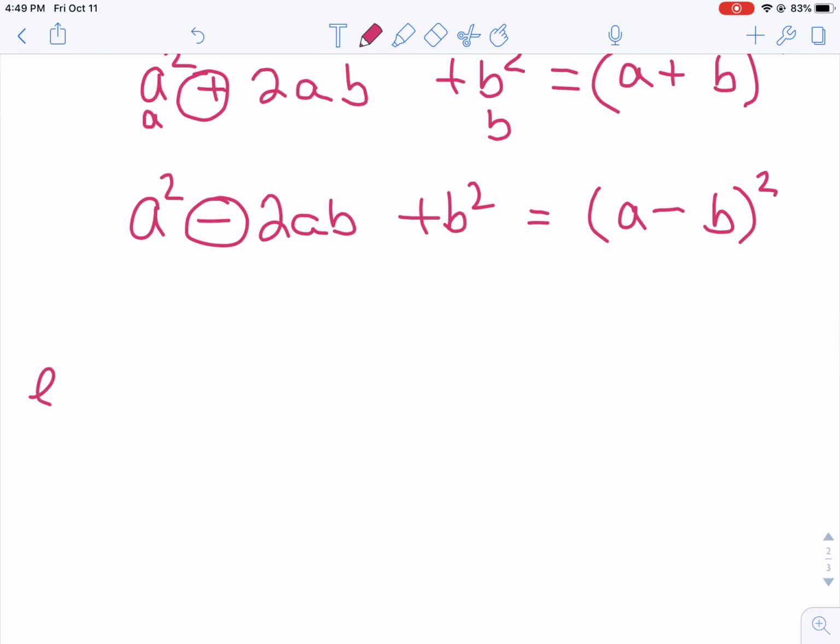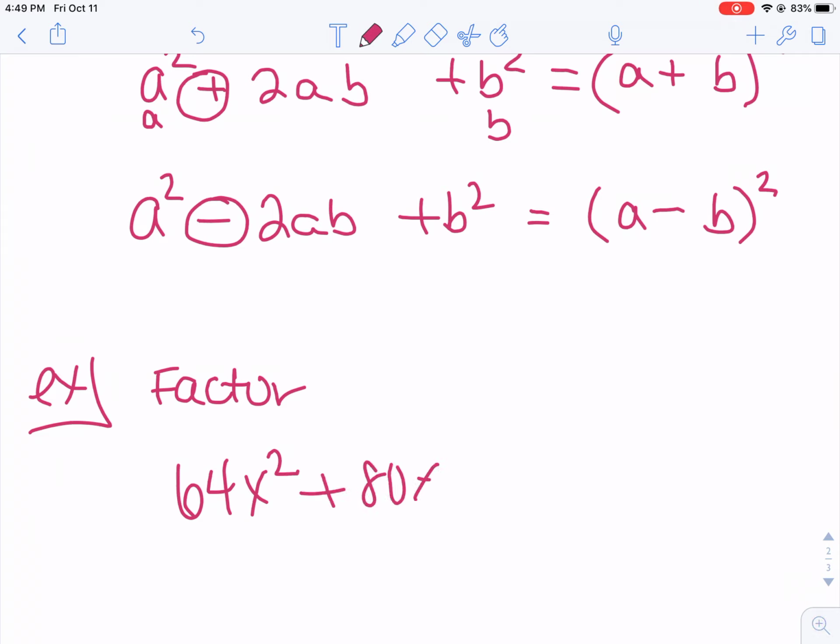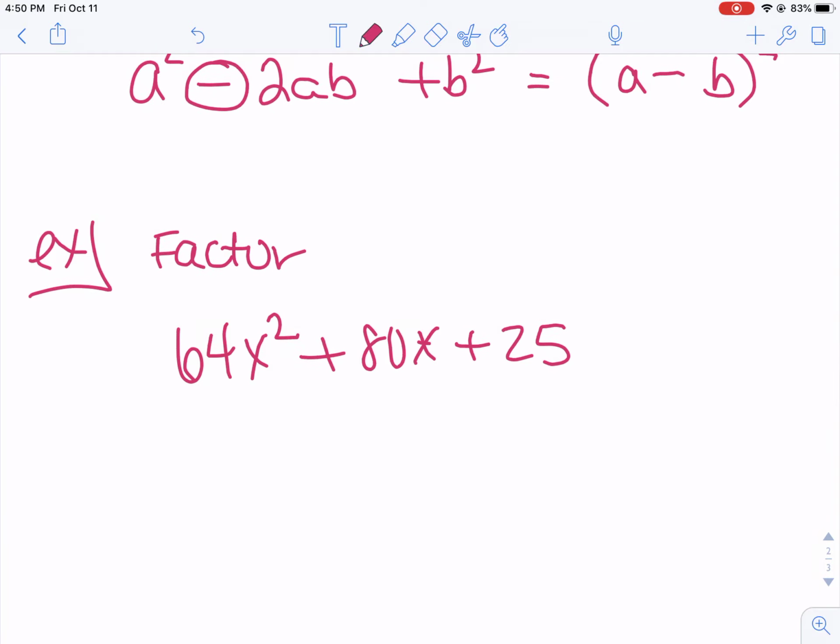So let's look at some examples. If I ask you to factor 64x squared plus 80x plus 25, you'd be looking at that saying, oh my God, I got to take 64 times 25, which is 1,600. I got to find things that multiply to 80. That can get really, really complicated. But if you notice right off the bat that 64 is a perfect square and 25 is a perfect square, then it's probably a perfect square trinomial.